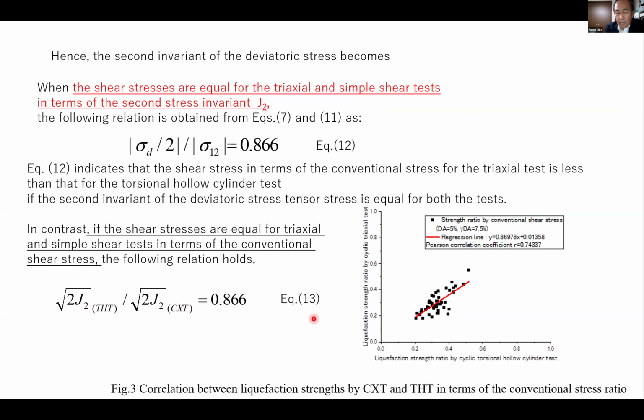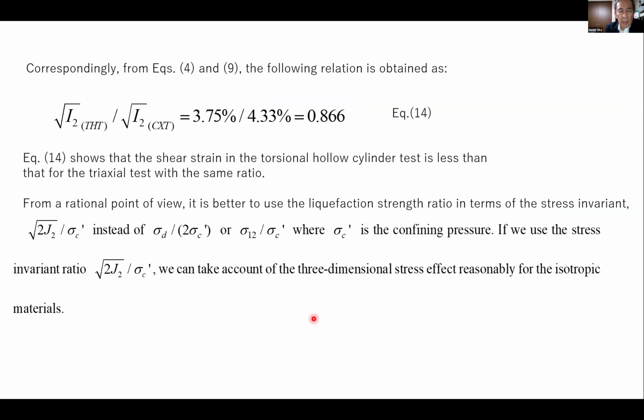Look, this is additional information. The ratio of the second invariant of the strain components is also 0.866. This is additional information.